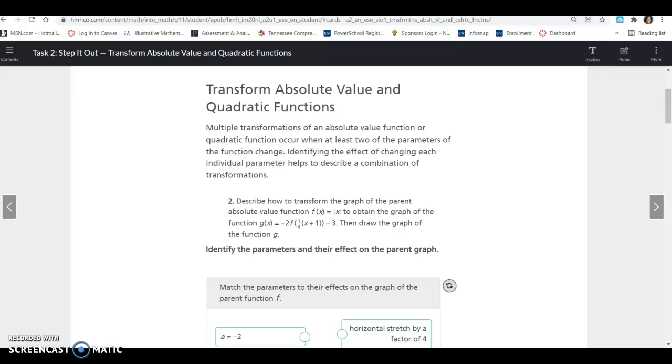Lesson 1.4, Task 2. Transform absolute value in quadratic functions. Multiple transformations of an absolute value function or quadratic function occur when at least two of the parameters of the function change. Identifying the effect of changing each individual parameter helps to describe a combination of transformations.